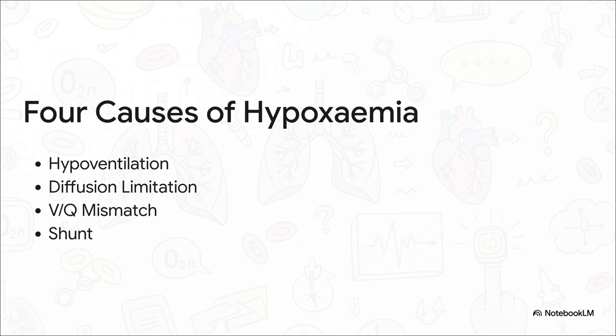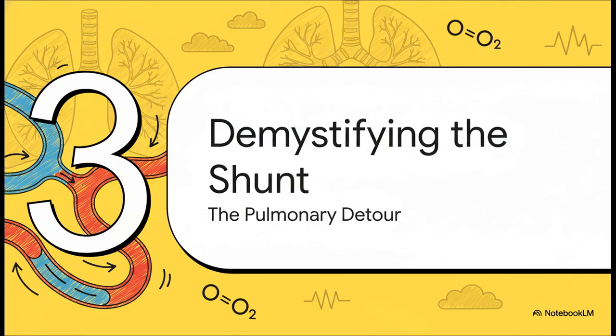Now, both of those are important, but for your exams, the real money is in knowing the difference between the last two, V/Q mismatch and shunt. Getting that distinction down cold is a classic exam favorite. Okay, so let's get into the weeds on that last one. What in the world is a shunt, and why do we care so much about it?